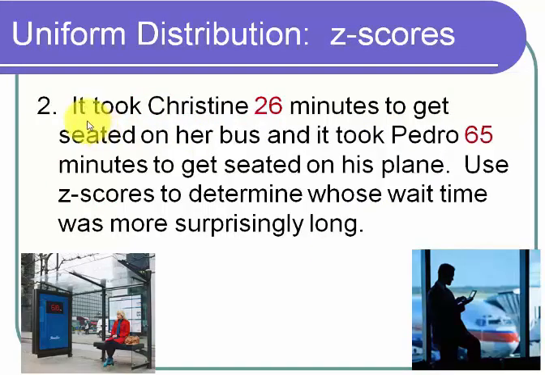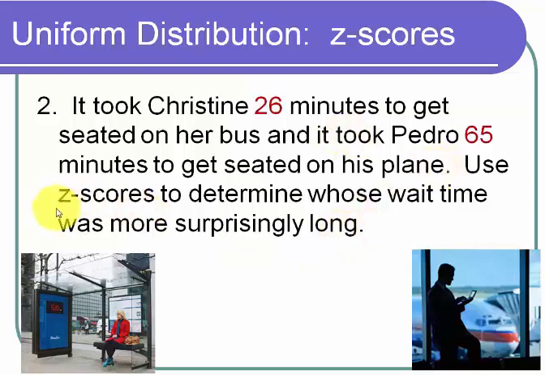So now the second question is more interesting. Let's suppose that it took Christine 26 minutes to get seated on her bus, and it took Pedro 65 minutes to get seated on his airplane. Use z-scores to determine whose wait time was more surprisingly long. We know that Pedro took longer than Christine, but who would be more surprised by how long it took? Because you know airplanes generally just take longer. You're not surprised if you take a long time. But 65 is pretty much longer than 26. So who should be more surprised?